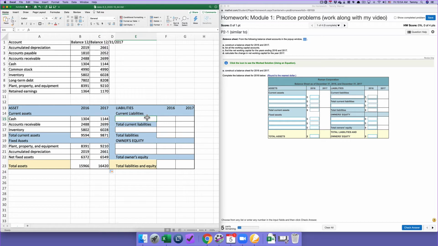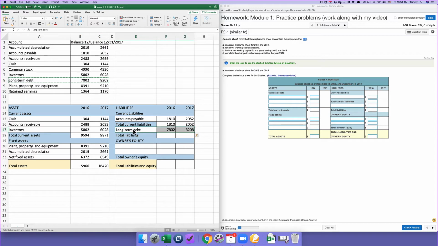All right, current liabilities then. What do we have up here? Accounts payable, right? Get that out of there. And of course you could cut and paste rather than copying and paste if you wanted to. And then our long-term debt. You could also do cell references instead of copying and paste.